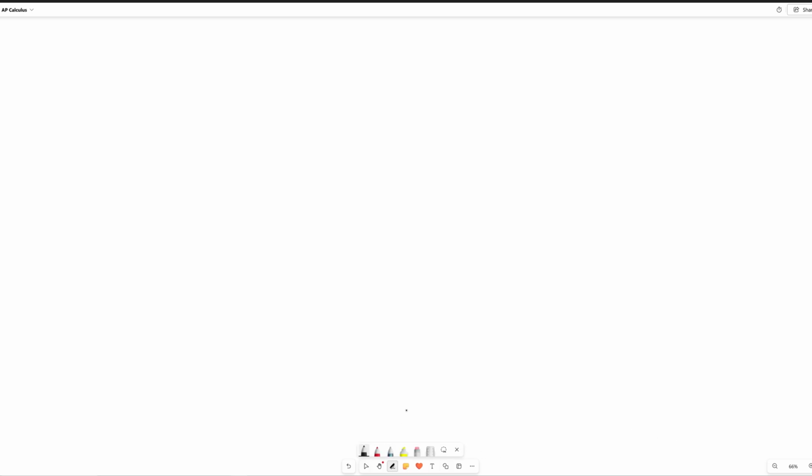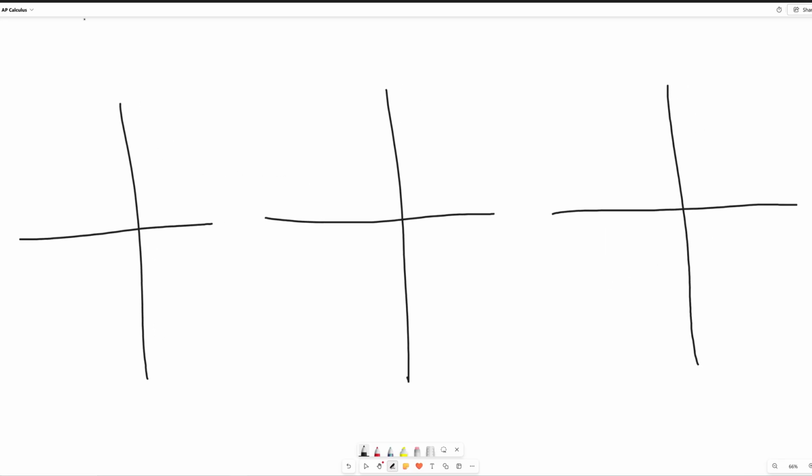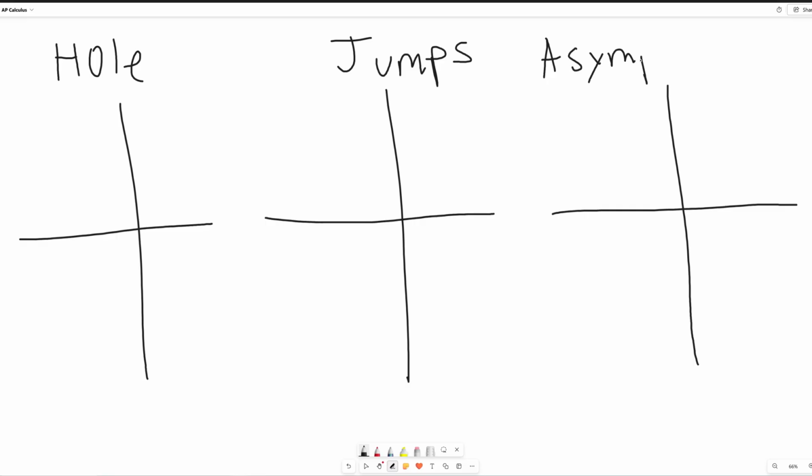Next, we're going to look at the types of discontinuities. So you really have three main ones. And while they're all discontinuities, they have different properties. So we have holes, jumps, and asymptotes.